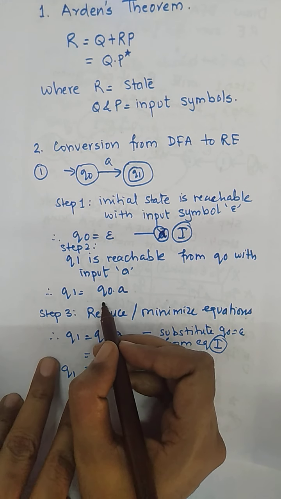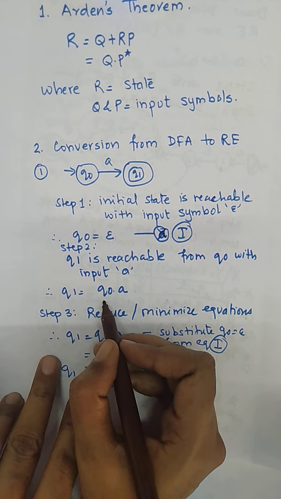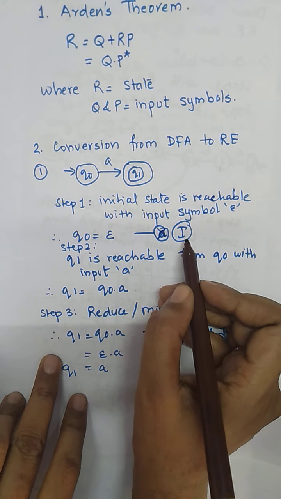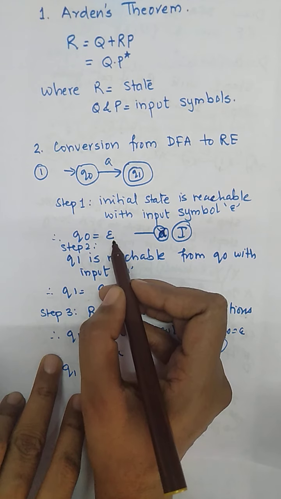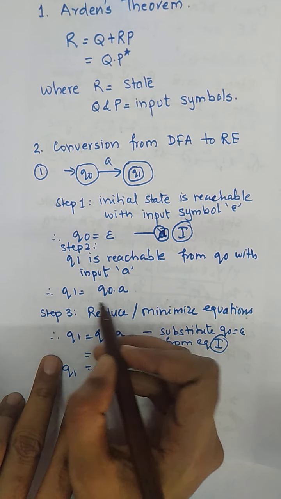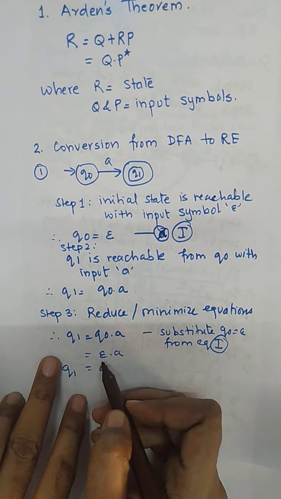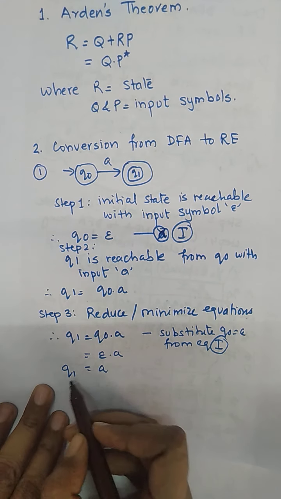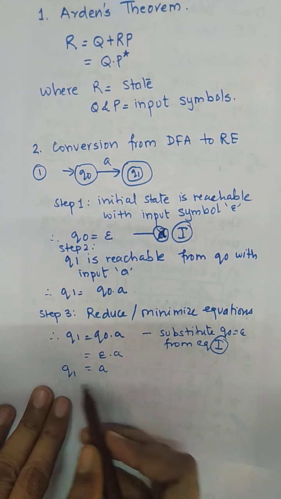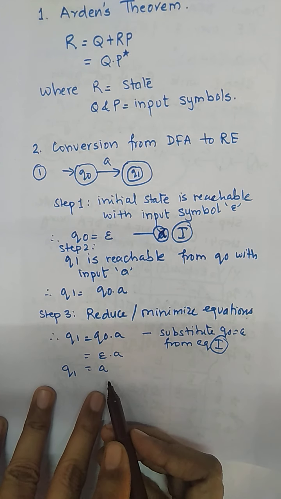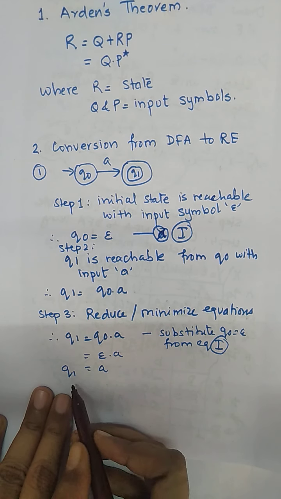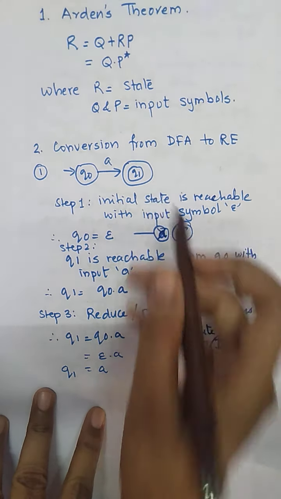The method of removing Q0 is to substitute the value of Q0 that we got in equation 1. Q0 has the value epsilon. Put epsilon here, so Q1 becomes epsilon.A, and epsilon.A is A. Now Q1 is the final state and it has a value in terms of input symbols only. So we can say this is the regular expression for this DFA.